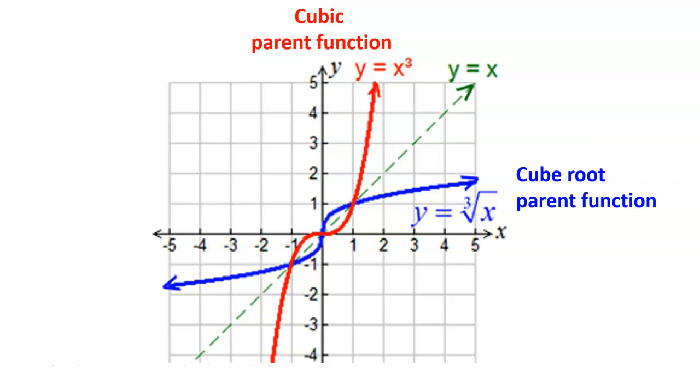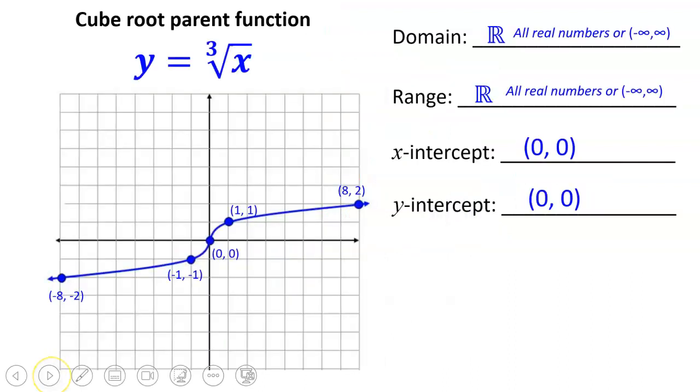Now, before we get there, look right here. I showed this on the last notes. Kind of looks like DNA or whatever, right? You got your x cubed, the red one. You have your cube root, the blue one. They're symmetrical across this diagonal dashed green line, y equals x. Okay, so we know those are inverses because they have symmetry.